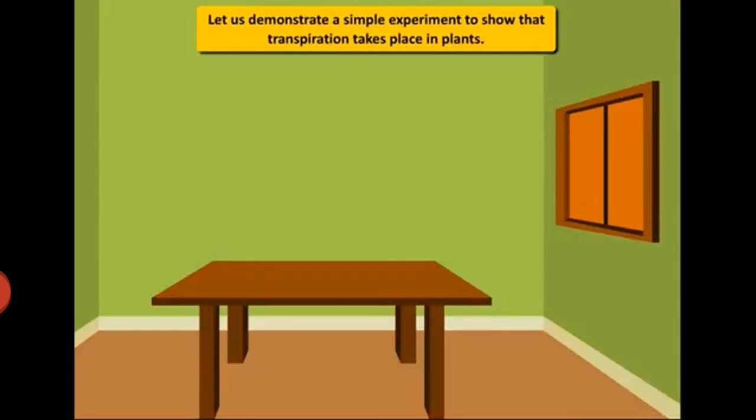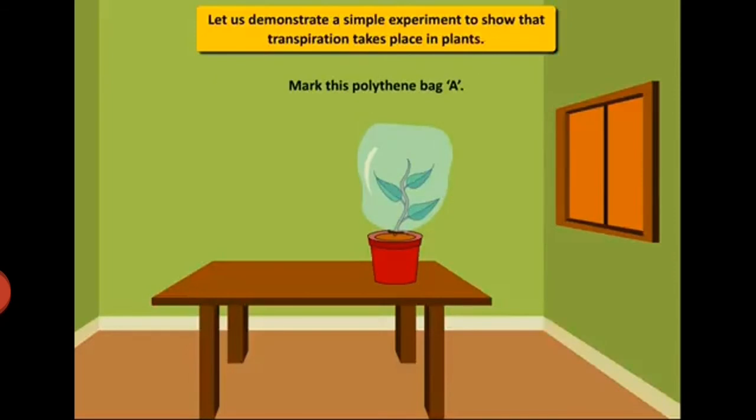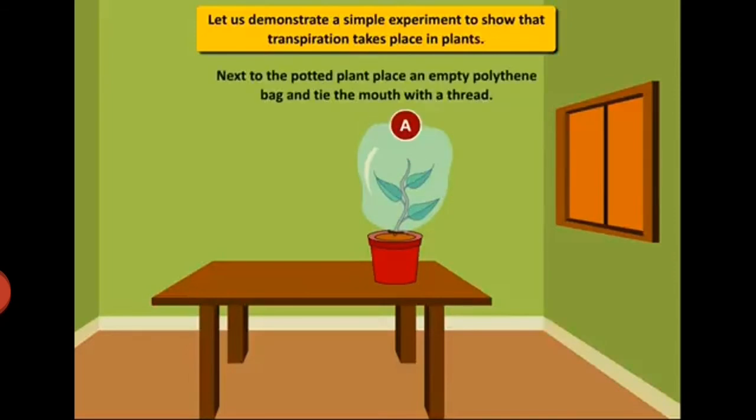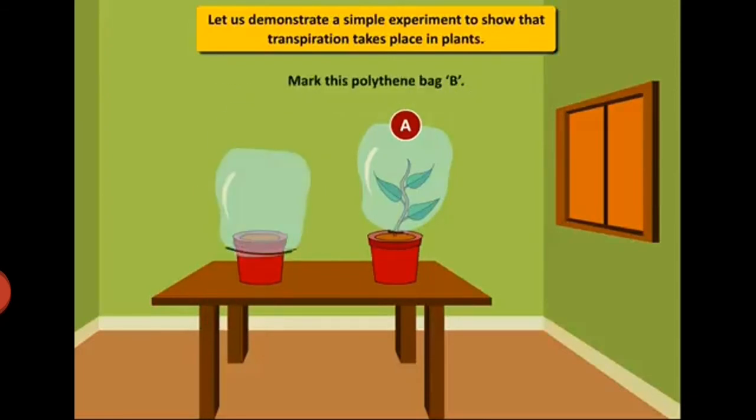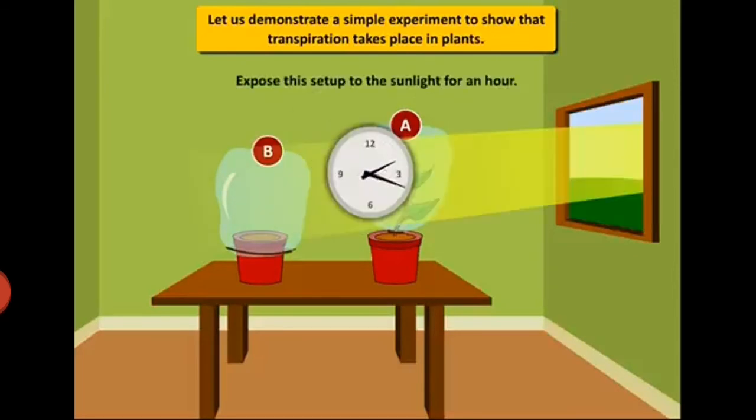Transpiration experiment. Let's take a medium-sized potted plant, cover it with a polythene bag and tie its mouth at the base of the stem with thread. Mark this polythene bag A. Next to the potted plant, place an empty polythene bag and tie the mouth with a thread. Mark this polythene bag B. Expose this setup to the sunlight for an hour.